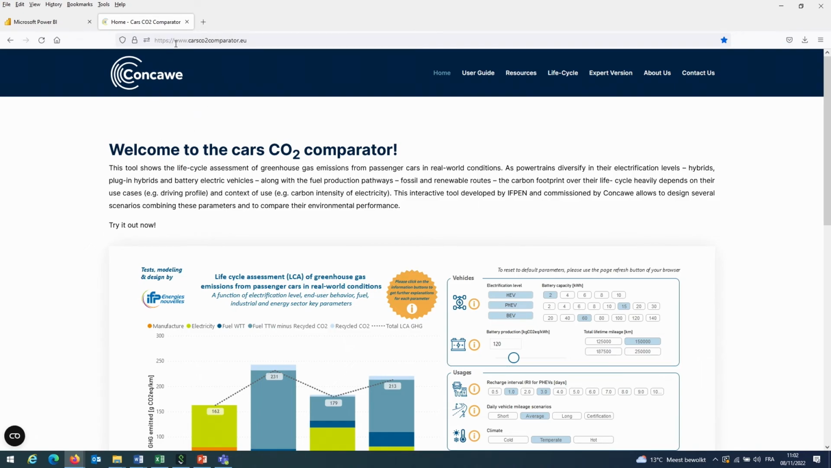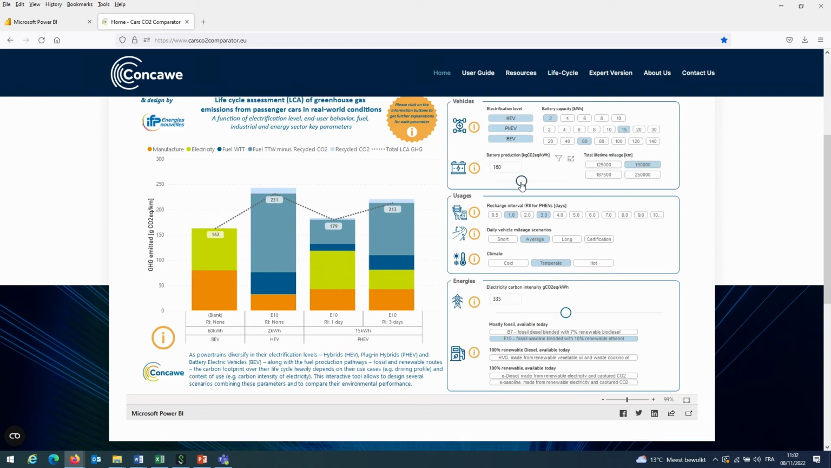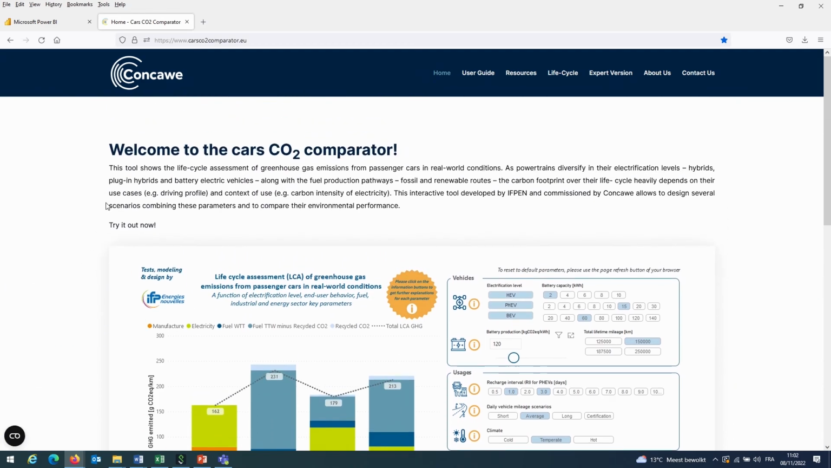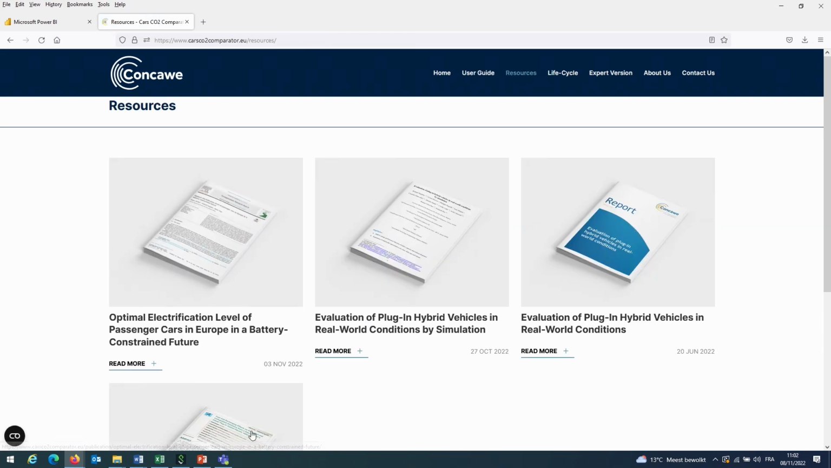So the web address is www.carsco2comparator.eu, and when you connect at this address, you will find this simulator. So it's available here just the same way as before. So you can run your own simulations. And you will also find the detailed user guide for this tool, and some additional resources where you will have additional information about how the simulator works, how the experiments were done, and additional information about life cycle.